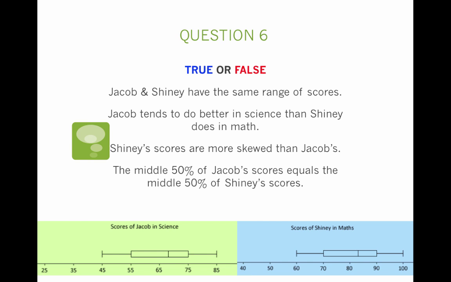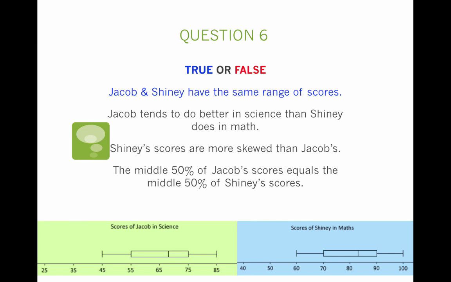And what about Shiny's range of math scores? Well, her highest is 100, and her lowest is 60, so her range is also 40. Therefore, Jacob and Shiny do have the same range of scores. Second statement: Jacob tends to do better in science than Shiny does in math. What piece of information on the box and whisker plot did you look at in order to answer this statement?